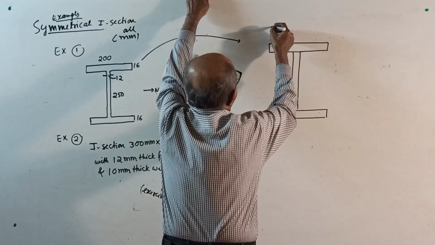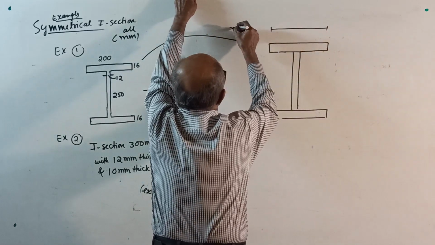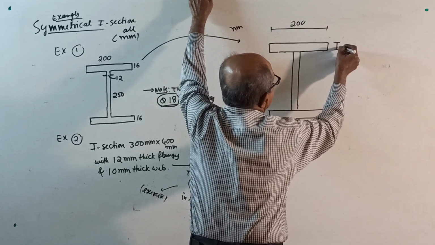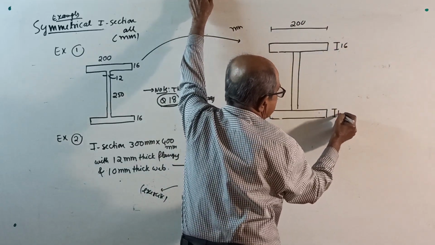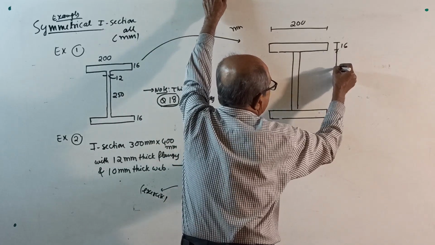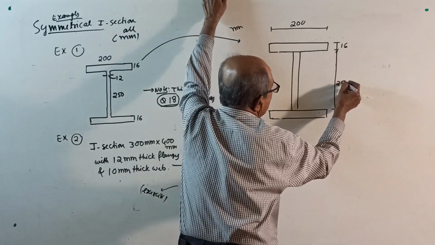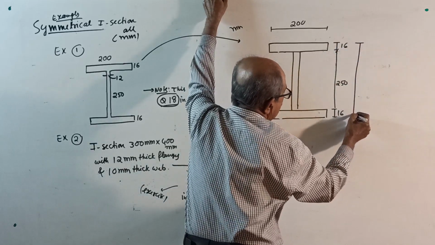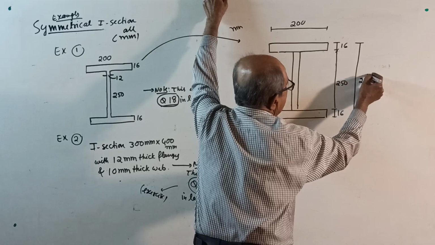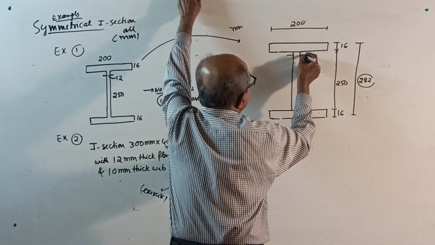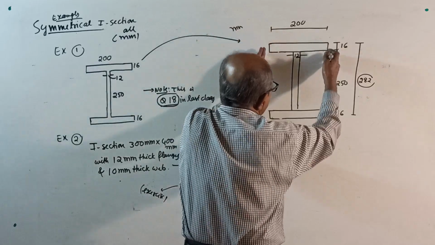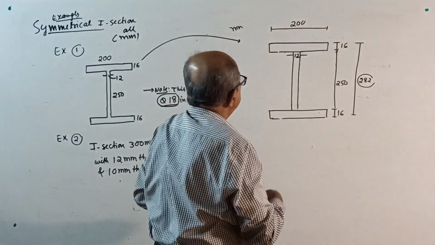See, all dimensions in millimeter. The width is 200. Then write this thickness here, 16. Now, the depth given here, enter whatever is given. If it is not given, you have to calculate it. I should not have to tell you how to calculate: 250 plus 16 plus 16 is 282, the calculated value. Then write this thickness also, 12. This width is not required, same 200.